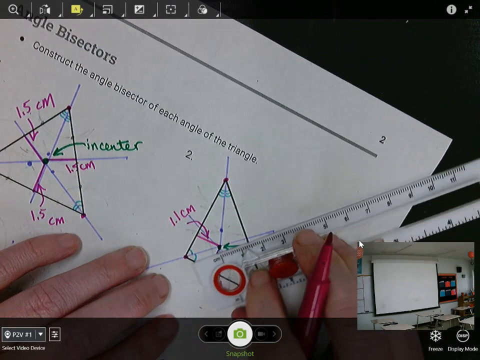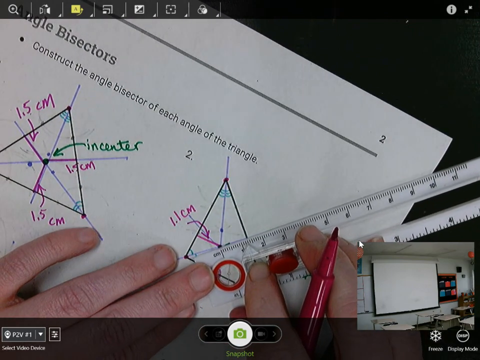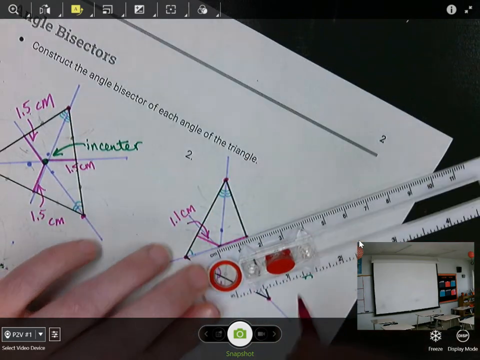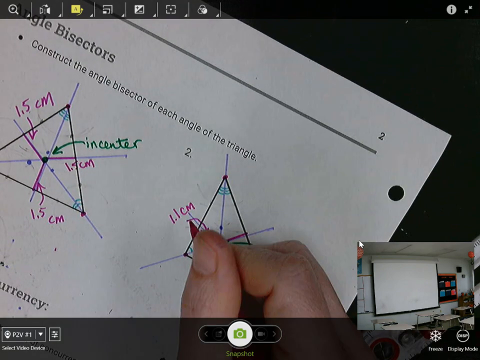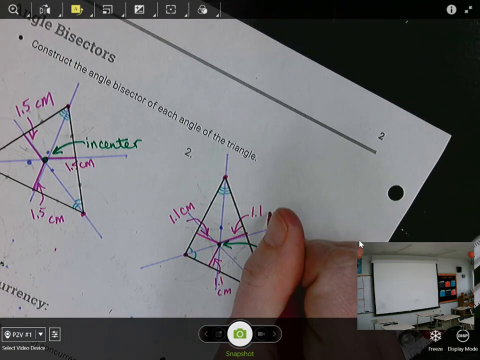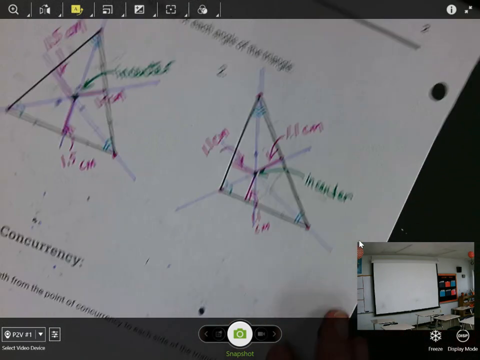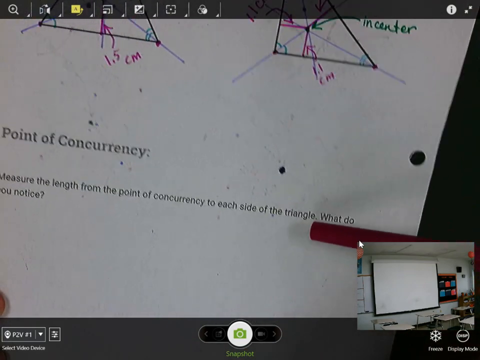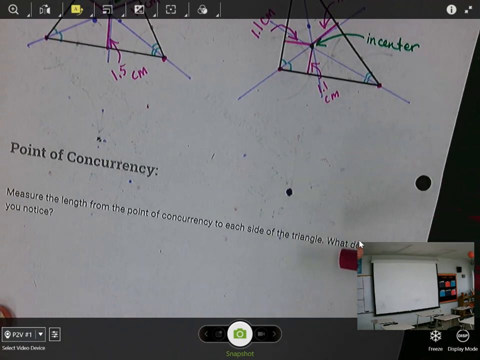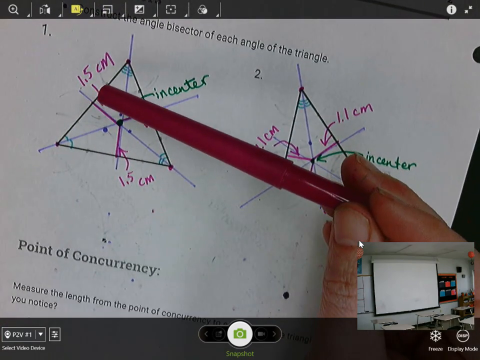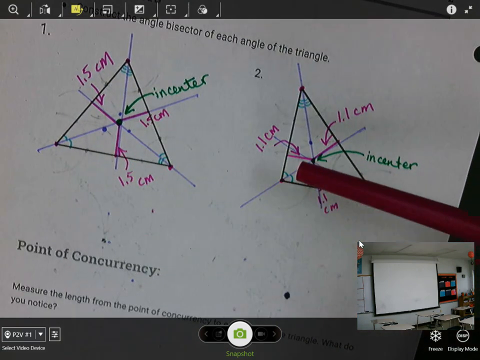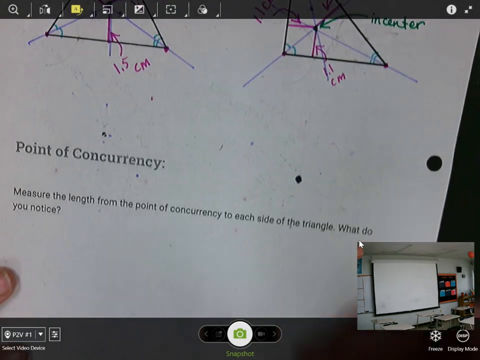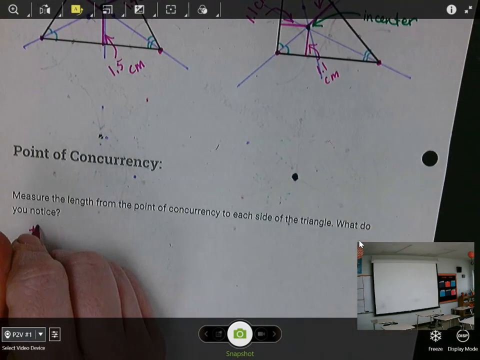And if you do over here, that's also 1.1 centimeters. Okay, so all three of those are 1.1 centimeters. Okay. All right, so now it says measure the length from the point of concurrency to each side of the triangle. We did that. What do you notice? Well, I noticed from yesterday that all three of these were the same, and today all three of those were the same.